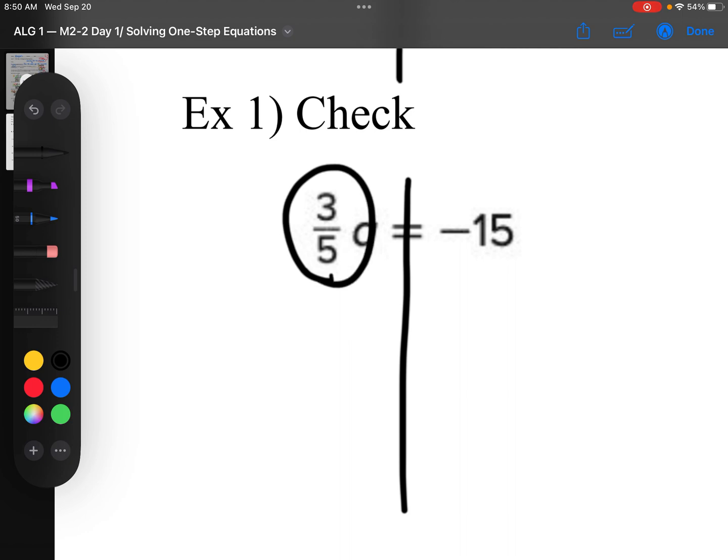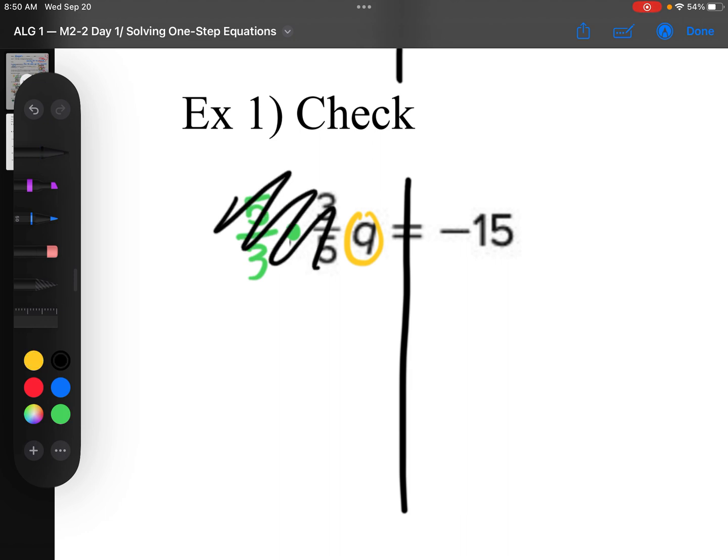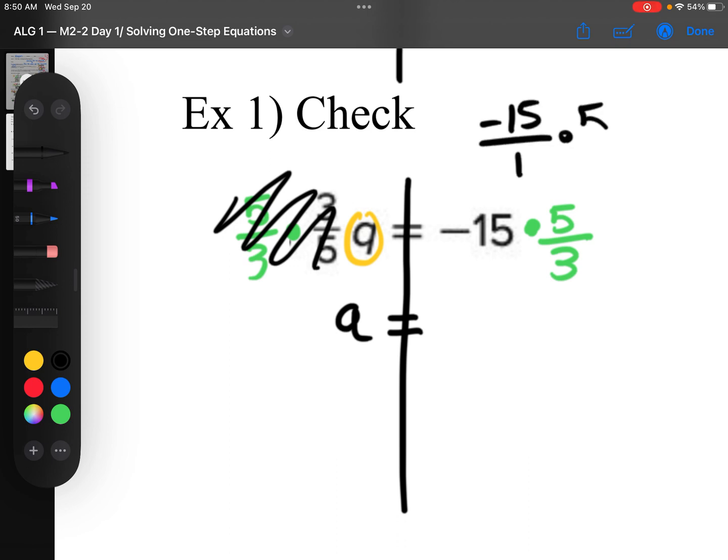I have a fraction, okay? How do I get rid of a fraction being multiplied to a variable? I need to multiply by the reciprocal, okay? And I'm going to circle my variable because I know that's what I need by itself. So if I do that over here, it cancels out. So I multiplied by 5/3 on that side, which means I also have to do it on this side. So then I would get Q is equal to, I technically have negative 15 over 1 times 5/3.